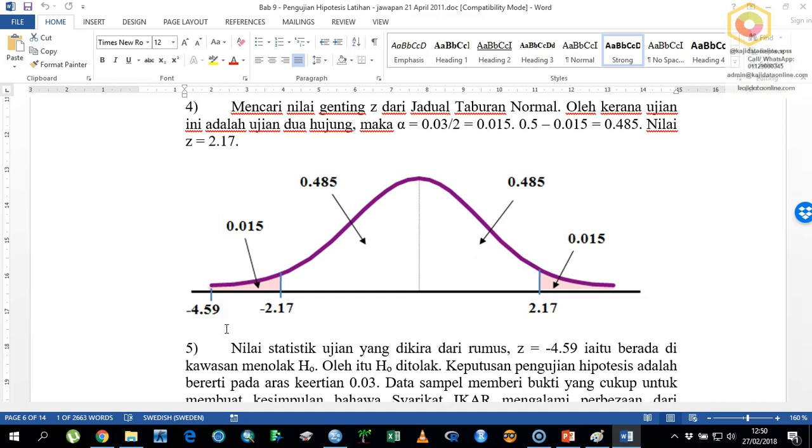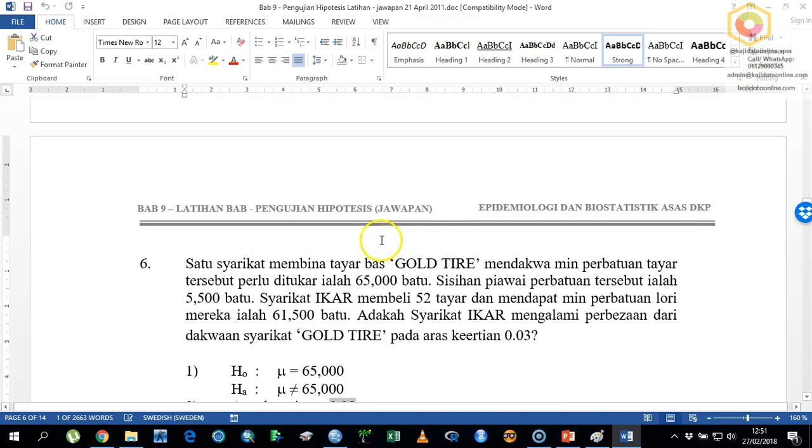Therefore we are saying that there is a significant difference. There is a statistically significant difference in the capability of the tires between what you suggest and what we are trying to establish, which is something bad, because you said that it is 65, but we got 61.